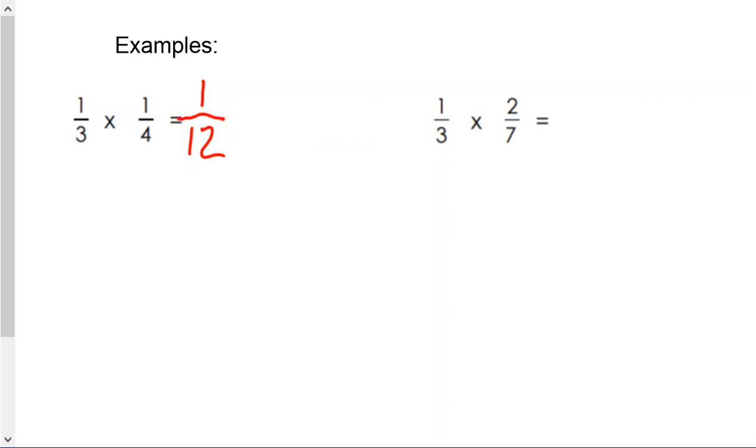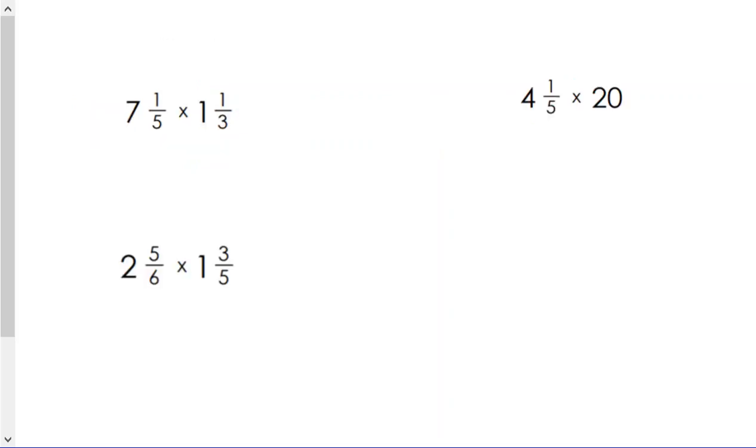And another example, 1/3 times 2/7. They're in lowest terms, so we can multiply. 1 times 2 will give us 2 in the numerator, and 3 times 7 will give us 21 in the denominator. And that is in simplest form.